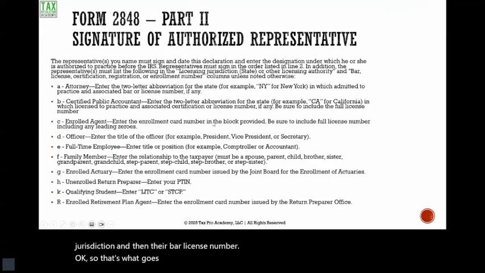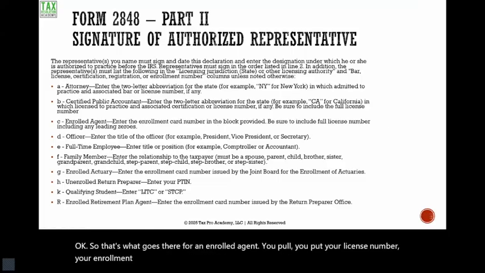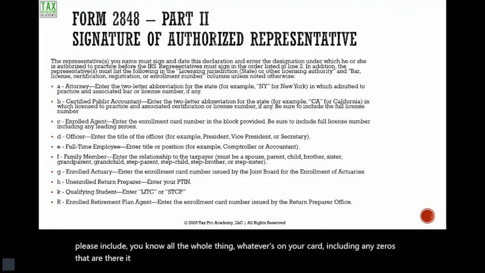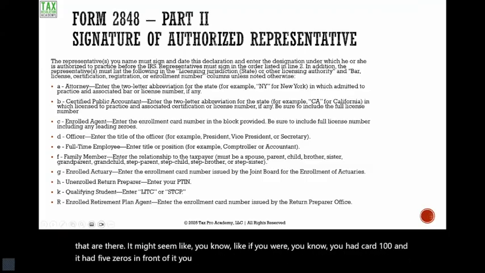For enrolled agents, you put your license number, your enrollment card number. I forget, I think it's one of those that also has a lot of zeros. So please include the whole thing, whatever's on your card, including any zeros that are there. If you had card 100 and it had five zeros in front of it, you put the five zeros and the 100 in there.